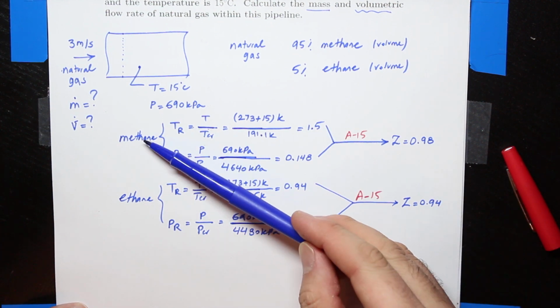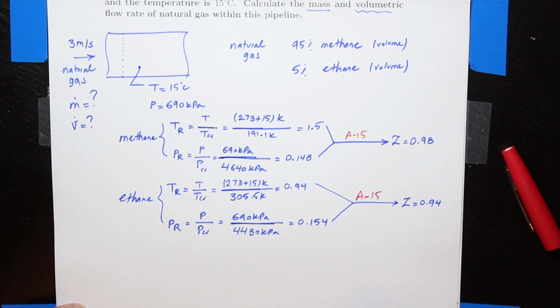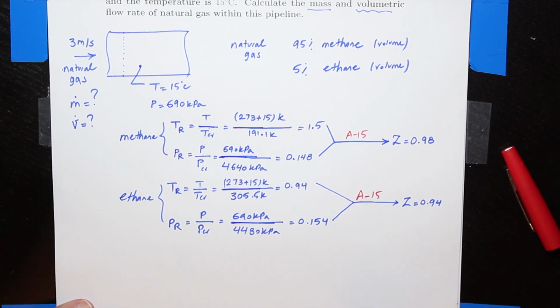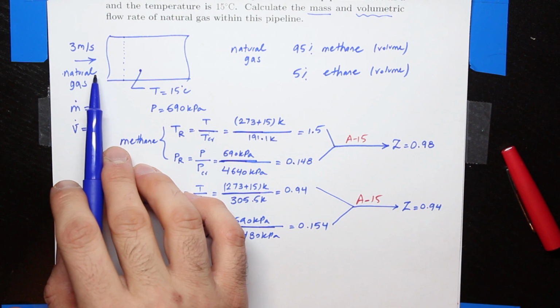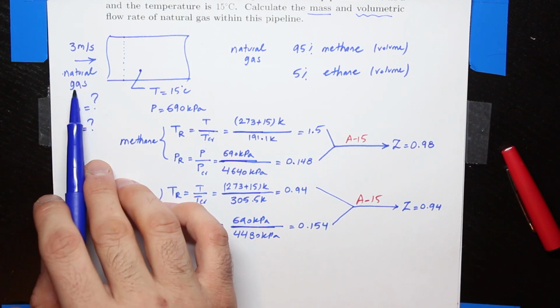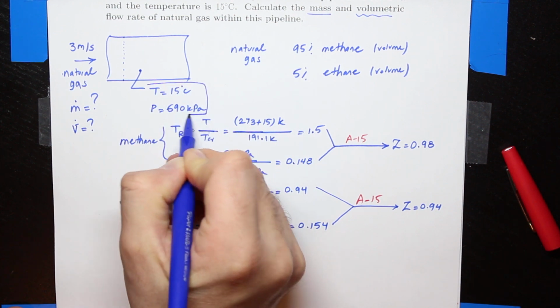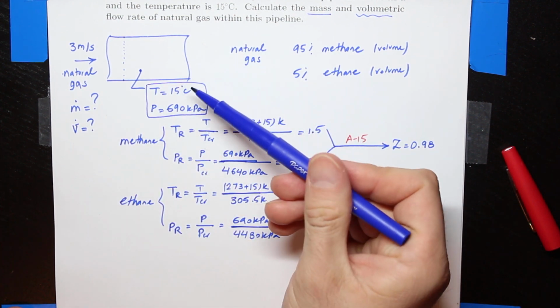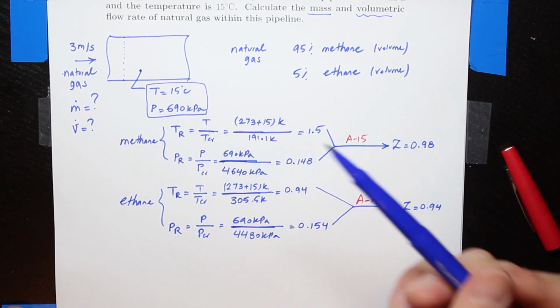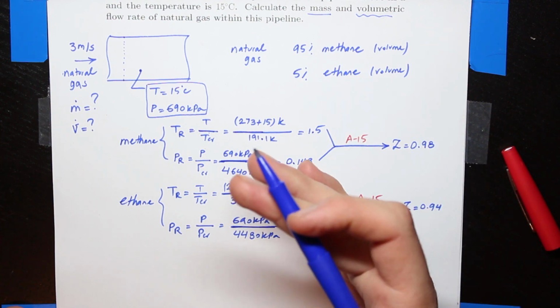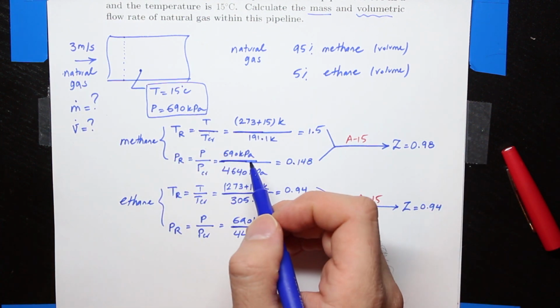So let's say the components are behaving as an ideal gas, and we know from before that if the components are behaving as an ideal gas, then the mixture is also behaving as an ideal gas. So that means in this schematic here, the natural gas at this condition is behaving as an ideal gas at this temperature and this pressure. All right, so what I'm going to do, I'm going to treat the natural gas as an ideal gas here.